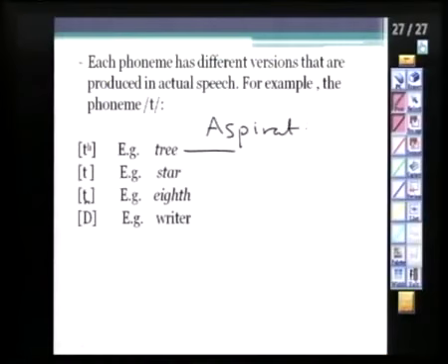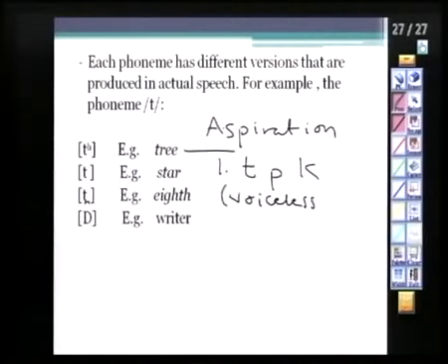Aspiration. Number one, if you have a voiceless stop. So if you have ta or pa or ka, all of them are voiceless stops. Number two, you aspirate if you have this voiceless stop at the beginning of the word.